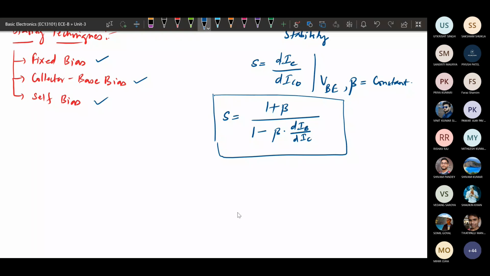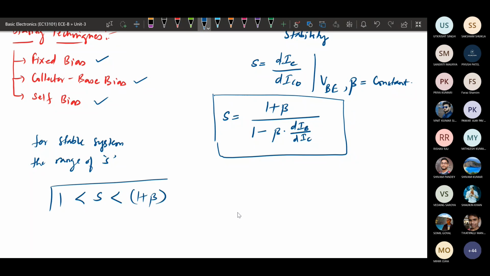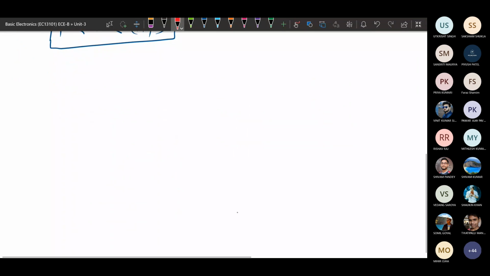For a stable system, the range of S is between 1 and 1 plus beta. If the stability factor value ranges between 1 and 1 plus beta, then the system is considered a stable system. So for a stable system, this is the range of the stability factor S. In all the cases, fixed bias, collector base bias and self bias, we will calculate this S and see how the stability factor is defined.